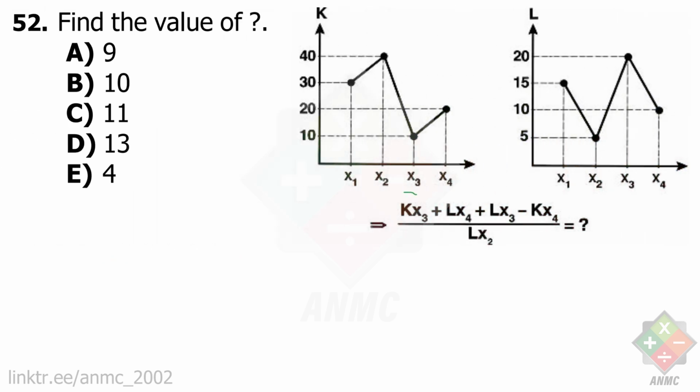Let's calculate together. K times 3. This is K. times 3 is here. It is 10. Plus L times 4. It is also 10 plus 10. L times 3. L is here. K times 3 is here. Plus 20.